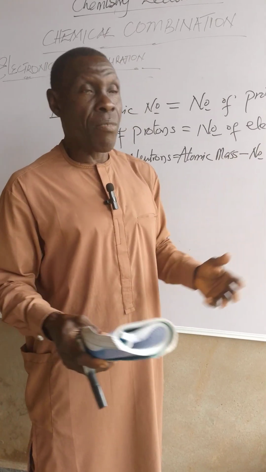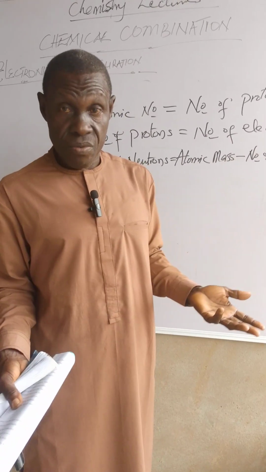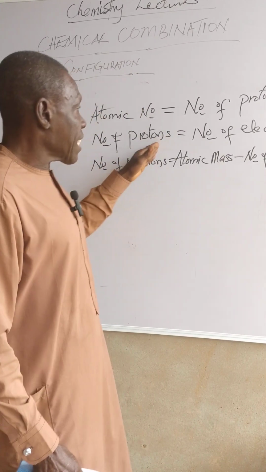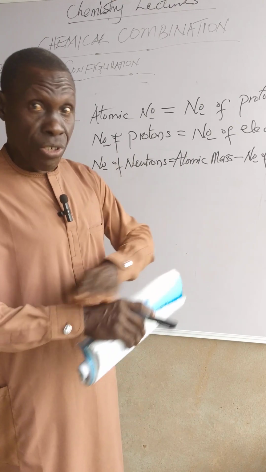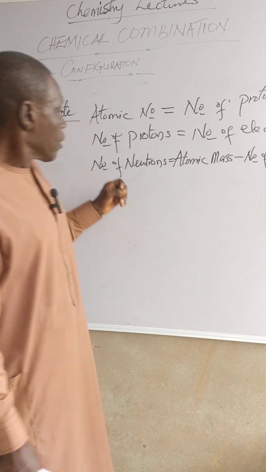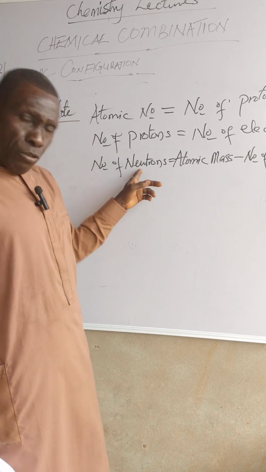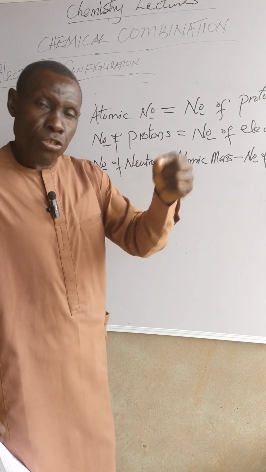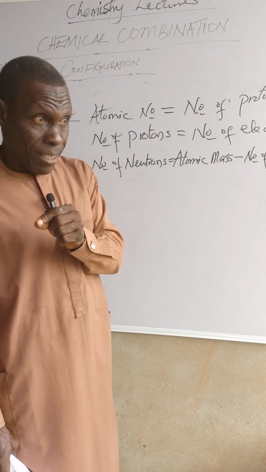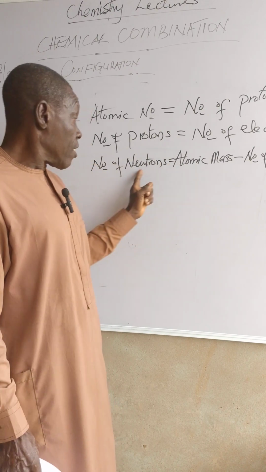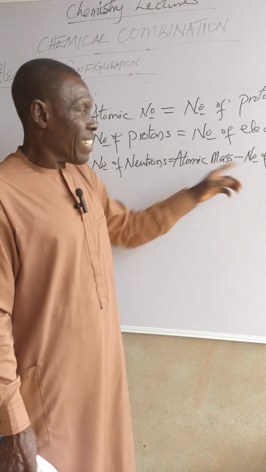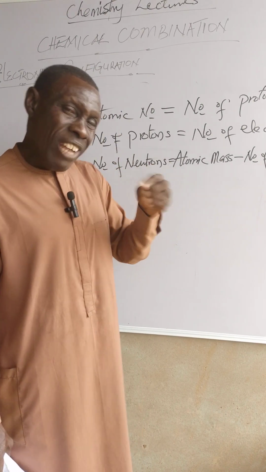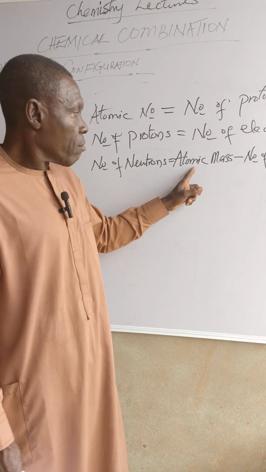Now, mathematically, for example, say minus 5 plus 5 means 0. That's what it means. Plus 5 minus 5 is 0. So negative, positive, if they are equal, is neutral, 0. Then, to determine the number of neutrons, because it is the neutrons and protons that constitute the atomic mass of the element, you subtract the number of protons from the atomic mass.